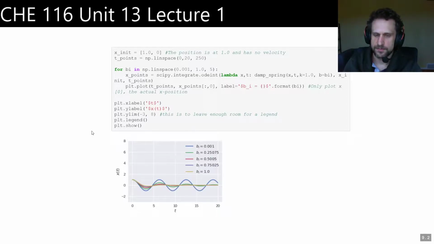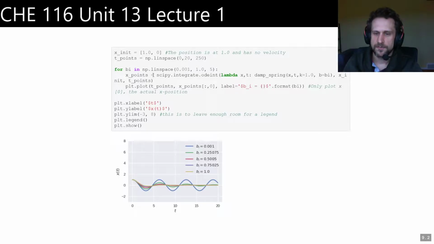So let's see how we make a plot like this. We need a for loop over B's. So I decided to go from 0.001 to 1 with 5 increments. So it's approximately 0, then 0.25, then 0.5, then 0.75, then 1. Probably could have started with 0. I just decided to start with 0.01.